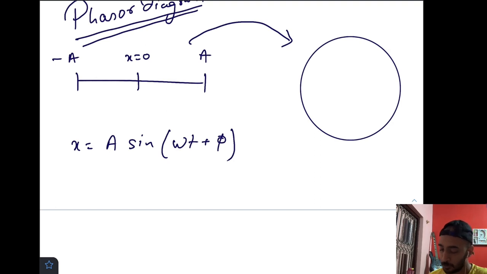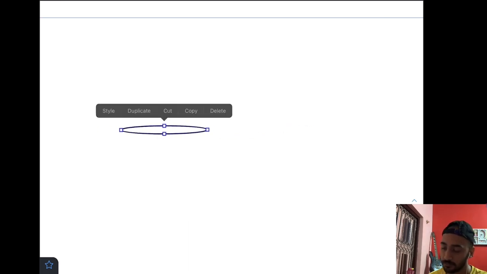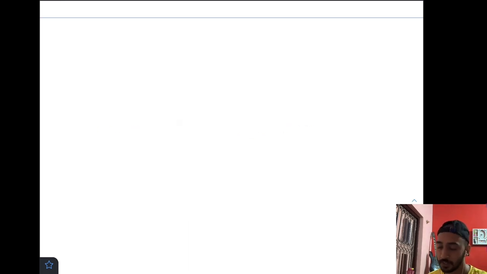I am showing you one animation. If you see this diagram, and if I hold this end of the ellipse and rotate this end in a circular path, see what happens. My pencil is basically performing a circular motion, but this outer end of the ellipse is performing a simple harmonic motion, right? So this is the basic analogy of the phasor diagram. So let us build our concept for phasor diagrams.